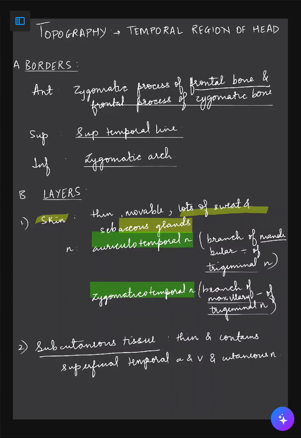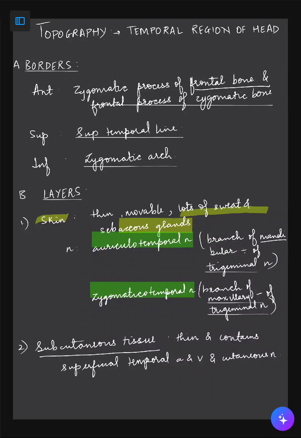Now in trigeminal there are divisions: mandibular, maxillary, we will see further. But auriculotemporal nerve is a branch of mandibular division, and zygomaticotemporal is a branch of maxillary division.